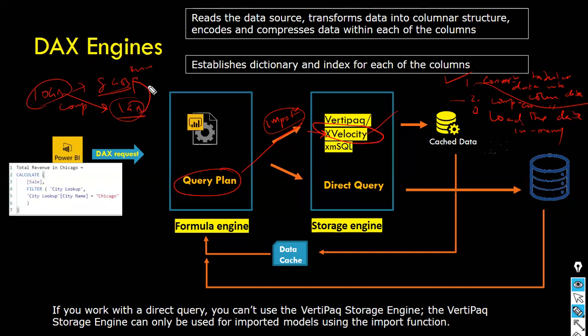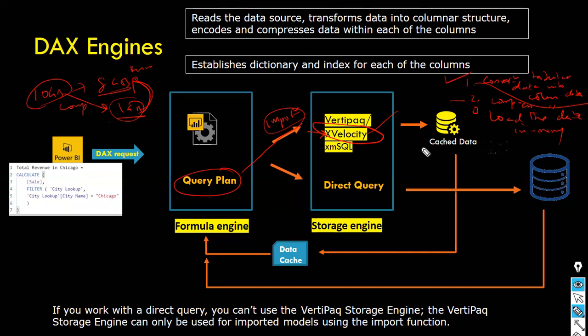When you load the compressed data in your RAM, your system memory, it saves a lot of RAM space. In this case, just 1 GB of space is required in the RAM. So it compresses the data, and since this data is available in memory, the performance is pretty fast. But this is the process, and in an interview they'll ask you, what are the DAX engines?